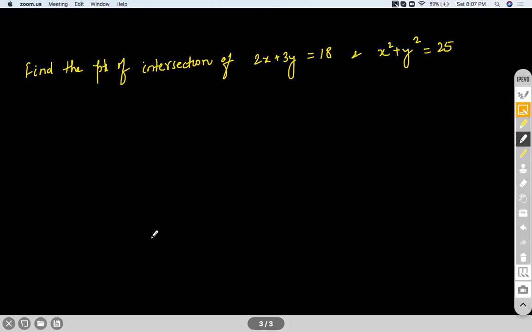What we usually do is take the linear equation in terms of y, and then substitute it in the circle equation. That's what you have to do. That's all.